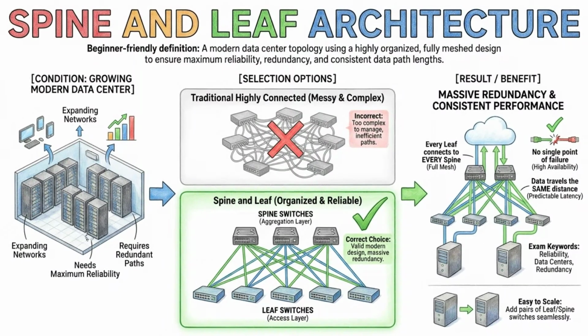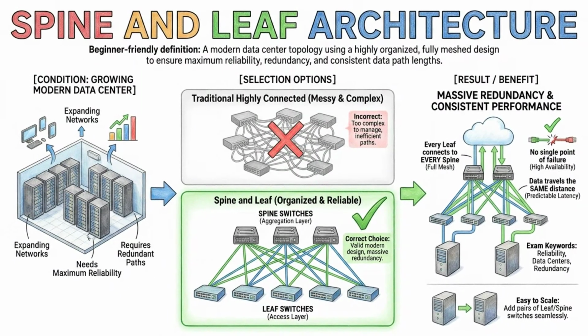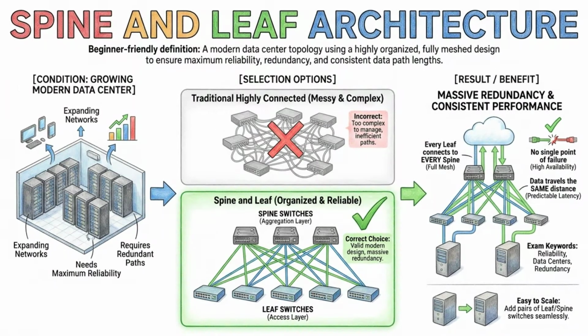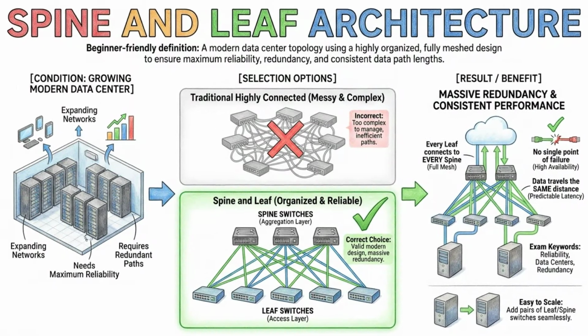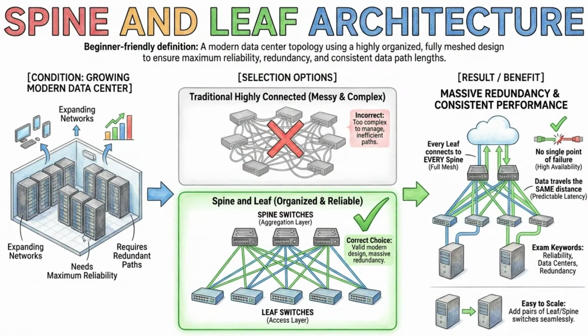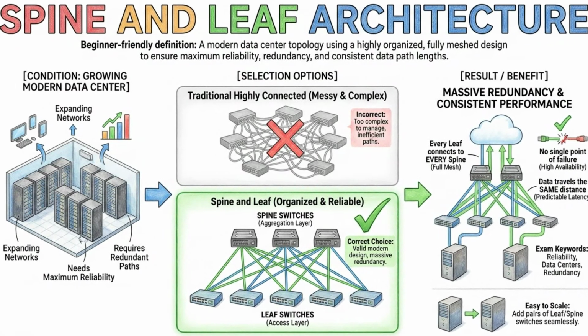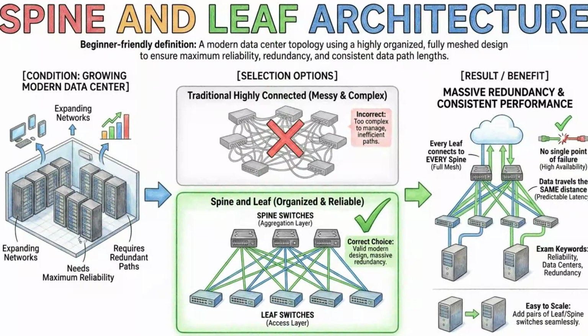As networks grow larger and require more reliability, we often move toward a modern variation called the spine and leaf architecture. In traditional highly connected topologies, engineers ran cables everywhere to ensure that if one cable failed, the data simply took another path. Because running that many cables is too messy for regular offices, this highly connected design is beautifully organized in modern data centers using the spine and leaf method.